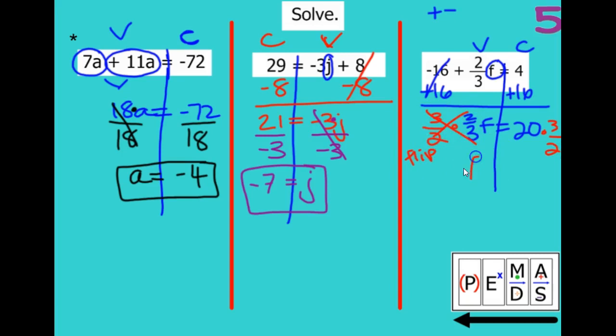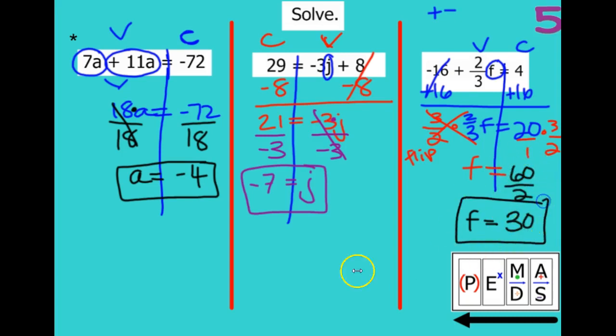3 over 3 and 2 over 2 cancel out. 20 times 3, well 2 times 3 is 6, with the 0 is 60. 1 times 2 is 2. So 60 divided by 2 will give us 30. Think of 60 minutes divided in half, will give us 30 minutes.